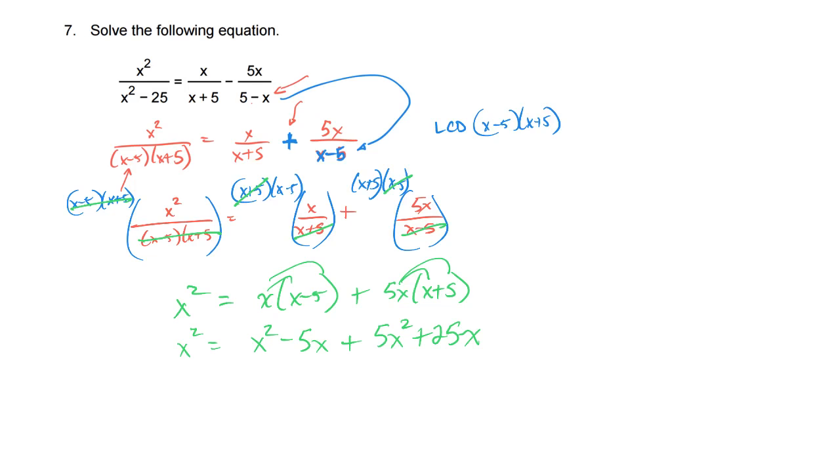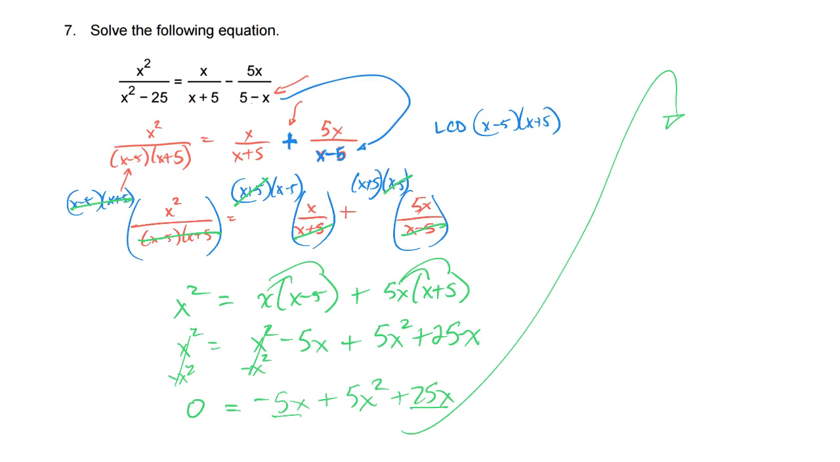Now let's collect things. Now here I have, if I subtract x squared on this side and on this side, those both cancel out. So really I have 0 is equal to minus 5x plus 5x squared plus 25x. Now I can combine these. Let me just do that over here. So it'll be 20x plus 5x squared is equal to 0.